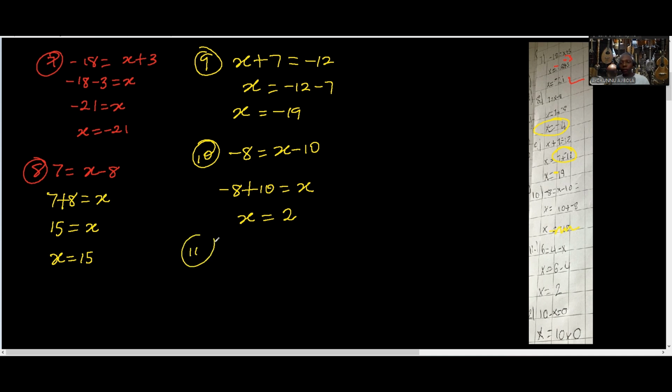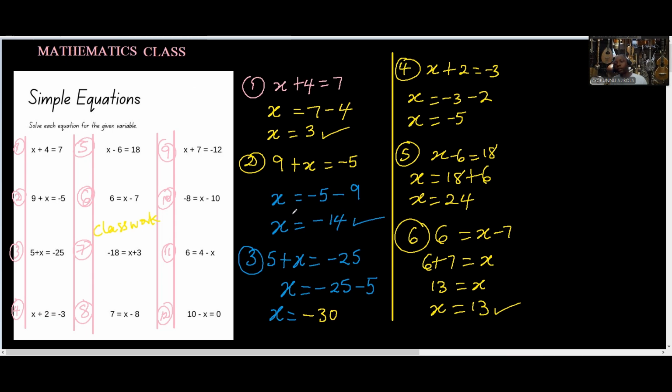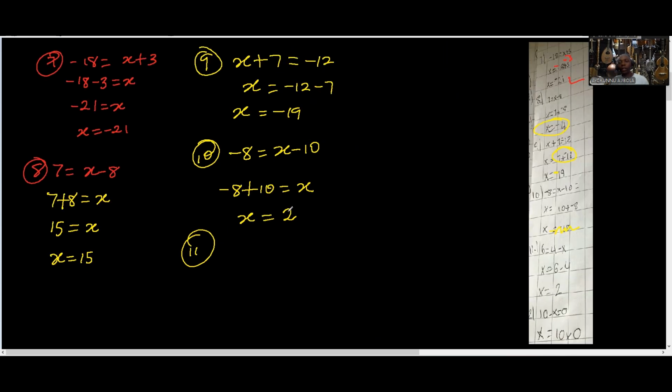Number 11 says 6 equal to 4 minus x. Let me take the x out and bring the 6 in. X will become positive because it was negative. Then 6 will become negative. So I have x equals to minus 2 because positive 4 and negative 6, the negative carries the weight.